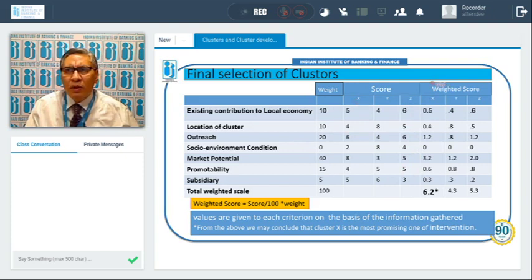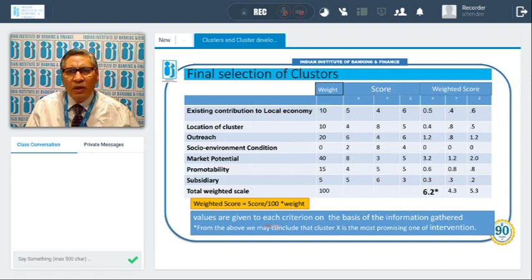Now we have to work out a weighted score. What is the formula? Weighted score is equal to score divided by 100 into weight. Suppose we take the example of X, 5. The weighted score is 5 divided by 100 into weight 10. That means 5 upon 100 into 10, that is 0.5. In case of Y, 4 upon 100 into 10 is 0.4. In case of Z, 6 upon 100 into 10 is 0.6. We can see here also out of 40, here it is 8. 8 upon 100 into 40 is 3.2, like 1.2. Then we total up. We find that 6.2 is the highest among these three clusters, X, Y, and Z. The weighted score here is the highest one. So we would like to set up an industry in this cluster.